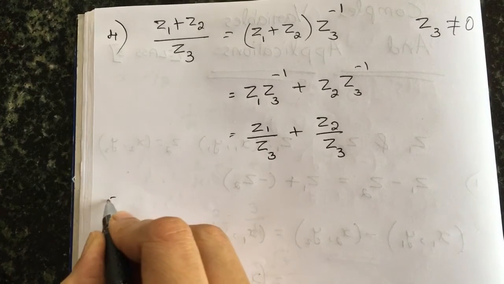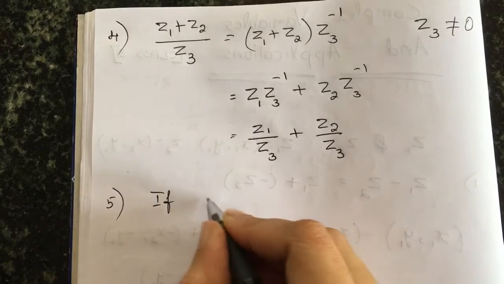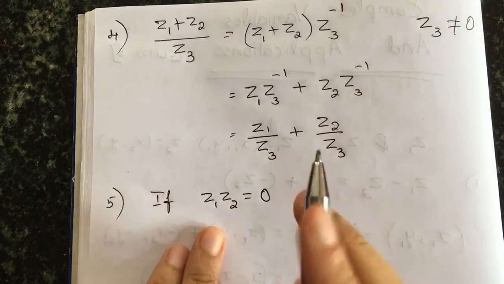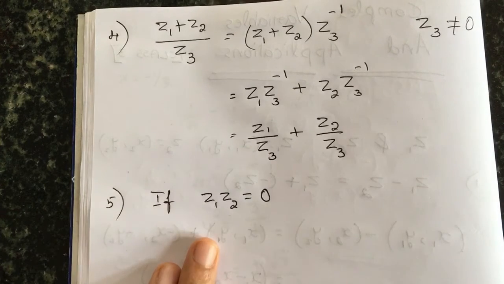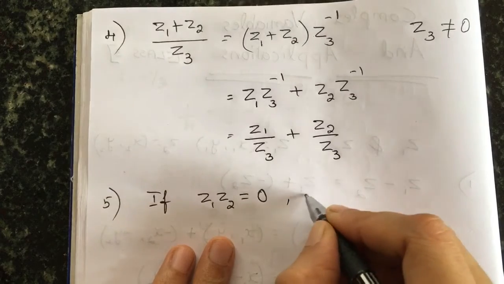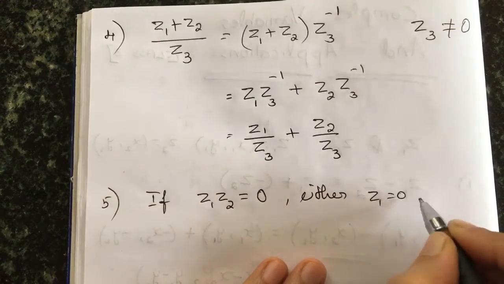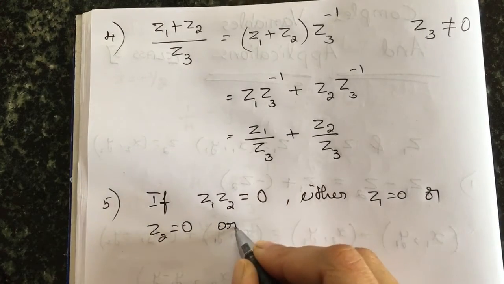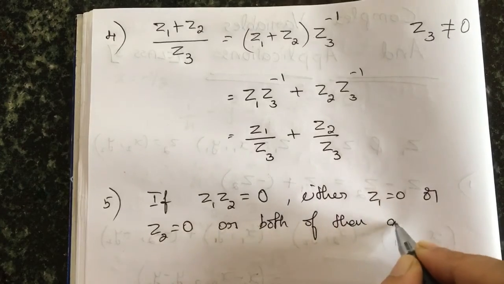One more thing, if the product z1 z2 is equal to 0, then either z1 is 0 or z2 is 0, or both of them are 0.